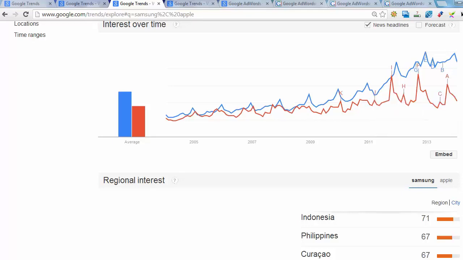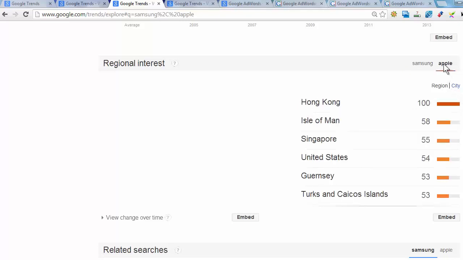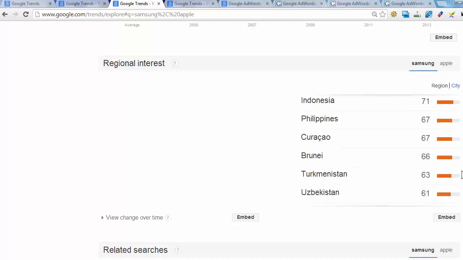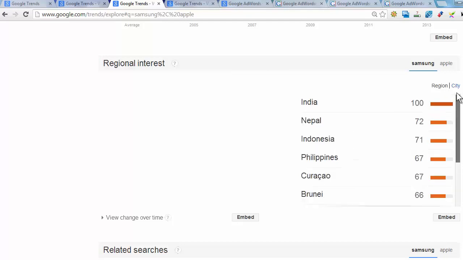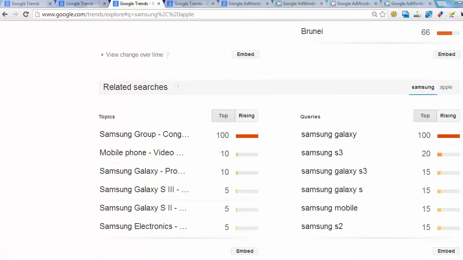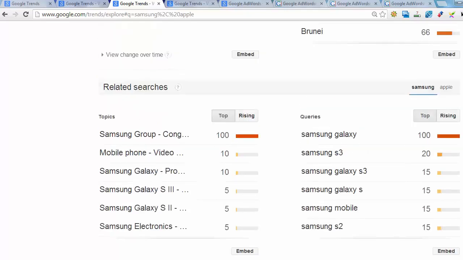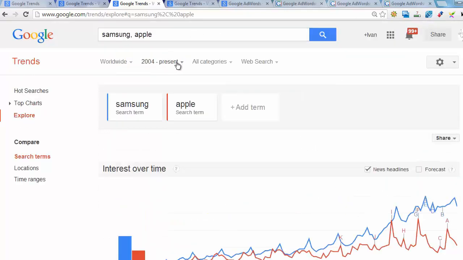And then we can analyze those numbers based on, for example, a brand like Apple. It looks like it is very much searched in Hong Kong, the United States, Singapore, etc. And Samsung is searched more, for example, in India, Nepal, the Philippines, etc. And let me see what else. We have related searches, so we can analyze these search terms in more detail, and we can also specify different years and different regions, and learn more about the two brands.